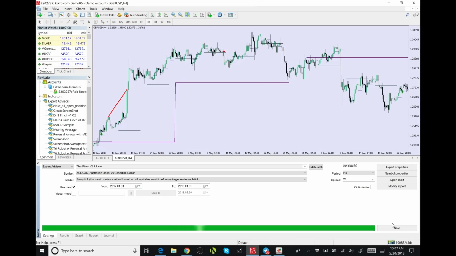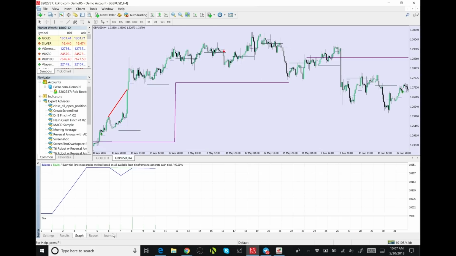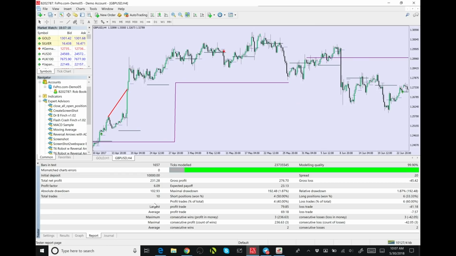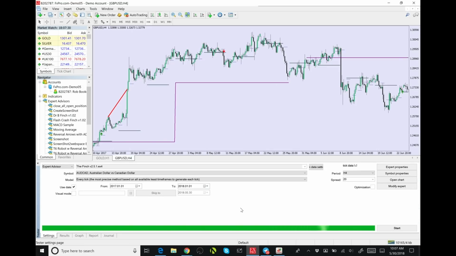And it now looks like we've got some results, so here we are. Let's check it out. All right, this did make a profit. It doesn't look like it took very many trades. It looked like it took 10 trades total, made $231, and had a $192 drawdown. That's not too bad, but that's a really small number of trades, and it's very difficult to draw any conclusions from that.